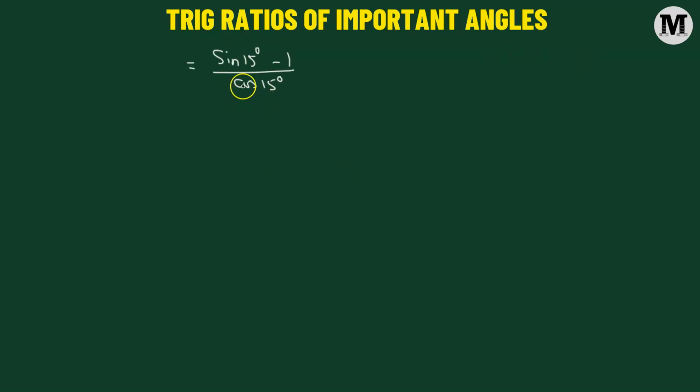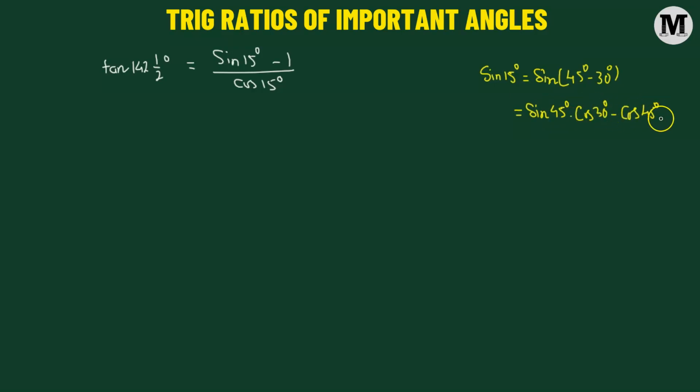Now, our next task will be to find out the value of sine 15 degrees and cosine 15 degrees. So this is the value of tangent of 142.5 degrees. Okay, now let's find out the value of sine 15 degrees. So sine 15 degrees can be expressed as sine of the angle 45 degrees minus 30 degrees, which will be equal to sine of the angle 45 degrees times cosine of the angle 30 degrees minus cosine of the angle 45 degrees times sine of the angle 30 degrees.